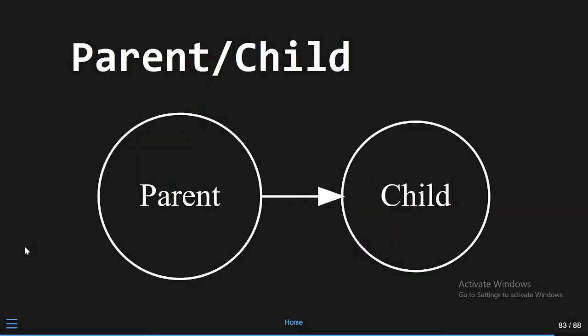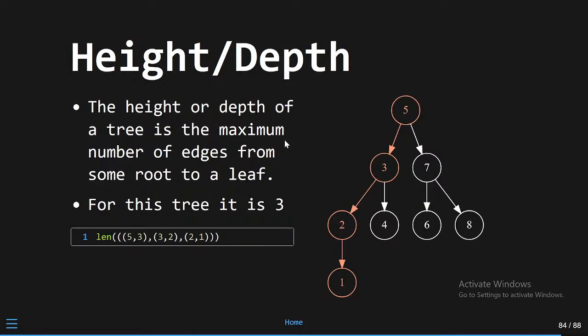Okay. Parent-child. The parent has an arrow to the child. That's a very helpful term. Height and depth. Trees have the same height and depth. The height is the maximum number of jumps to a leaf. The height is the maximum number of jumps from a leaf to the root. Of course, those are going to be the same number of jumps in both directions. This thing has a height and a depth of 3.